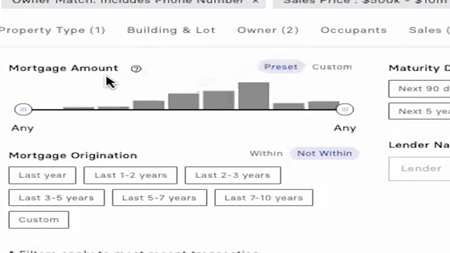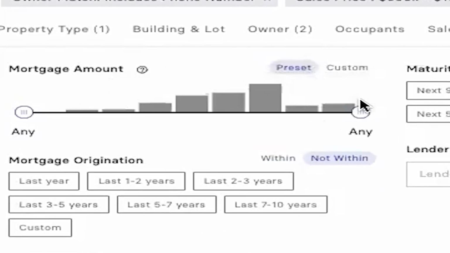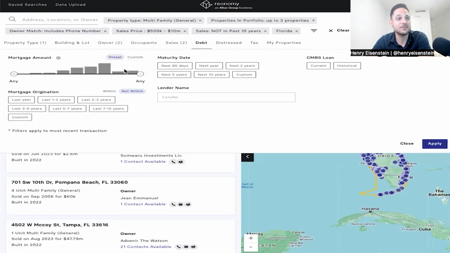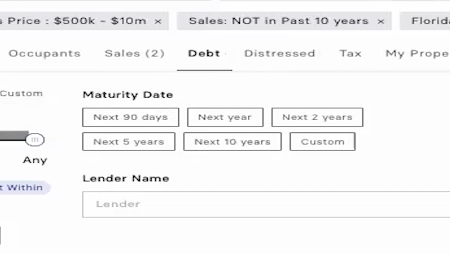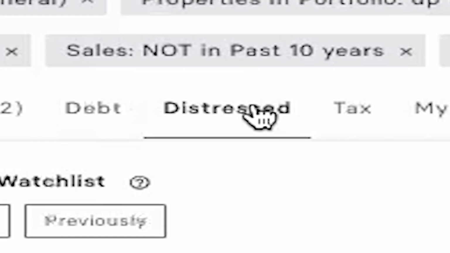I do not believe the mortgage amount is actually as accurate as it says. I would not play around with this so much, but you can definitely play around with the maturity date and the mortgage originations. Same thing with distress.